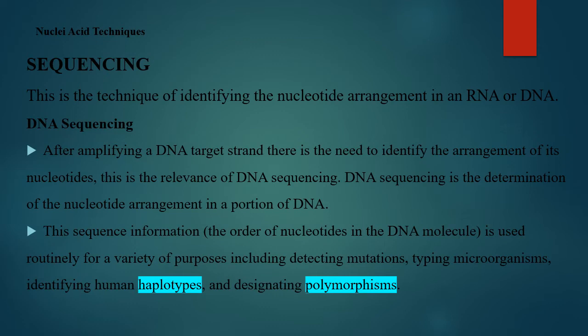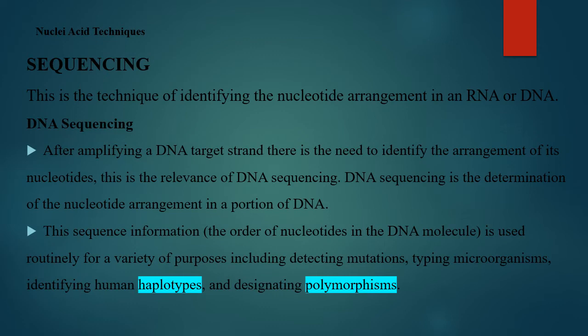Next, typing in microorganisms. So you have a series of microorganisms. You want to know whether A and B are the same. Sequencing can help. Then identifying human haplotypes. If it were to be a live person, I'll ask you what a haplotype is. So just find out what haplotypes are. And then designating polymorphism. Now find out what polymorphism is. That's why I've highlighted these ones. So check on what they are.